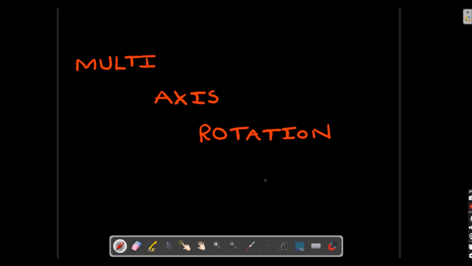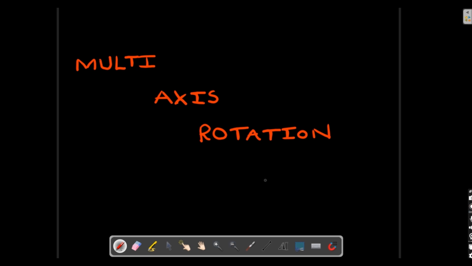There is a very complex question that came in JEE Advanced 2016. We'll solve that question in the upcoming videos. But before that, let's understand what multi-axis rotation is. In this type of question, they ask you to find the kinetic energy of a multi-axis rotation system.